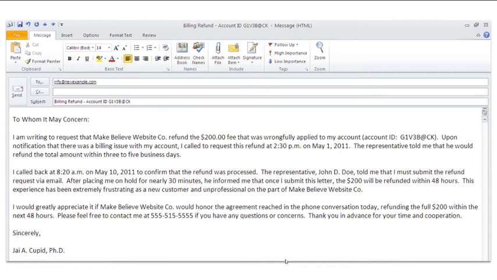And then they just get right to business, talking about I'm writing to request that make-believe company refund the $200 fee that was wrongfully applied to my account, so on and so forth. And then finally at the end, they have the closing, sincerely, J.A. Cupid, Ph.D. And so when we're writing an email, this is kind of a good model that we can use to think about how we can write an effective email.